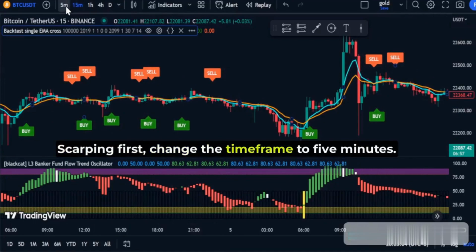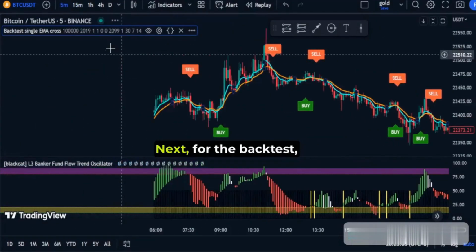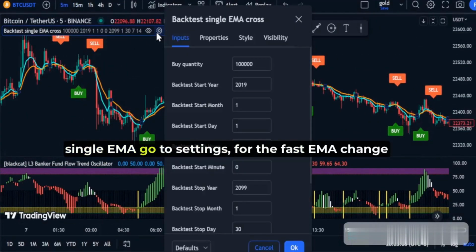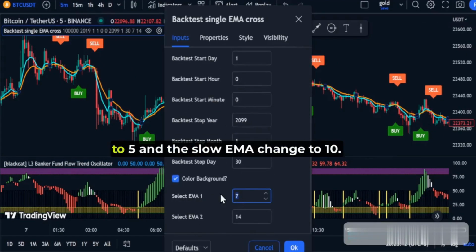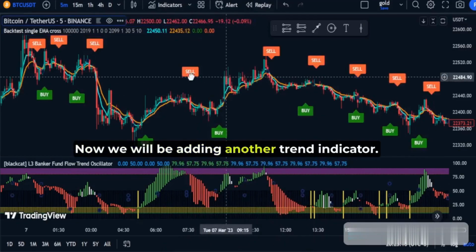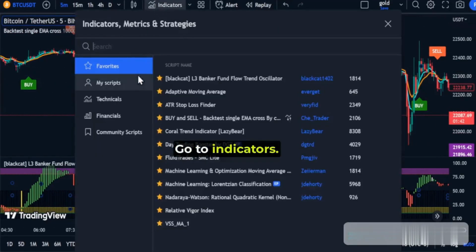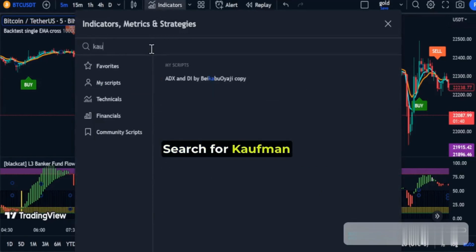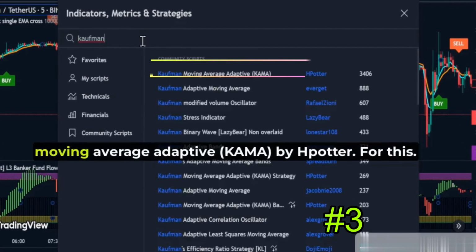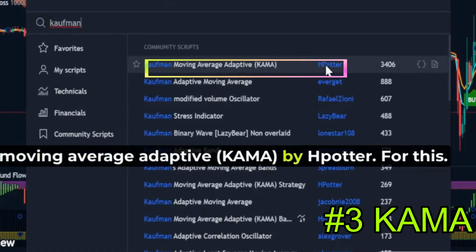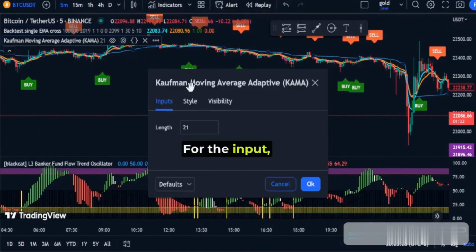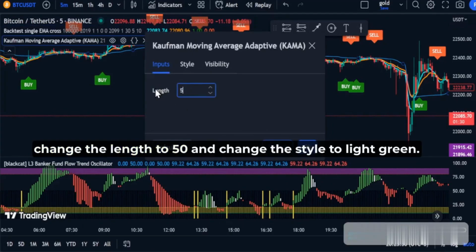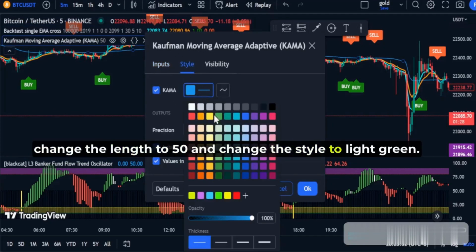First, change the time frame to 5 minutes. Next, for the Backtest Single EMA, go to settings. For the fast EMA, change to 5 and the slow EMA change to 10. Now we'll be adding another trend indicator. Go to indicators, search for Kaufman Moving Average Adaptive, KAMA, by H Porter. For the input, change the length to 50 and change the style to light green.